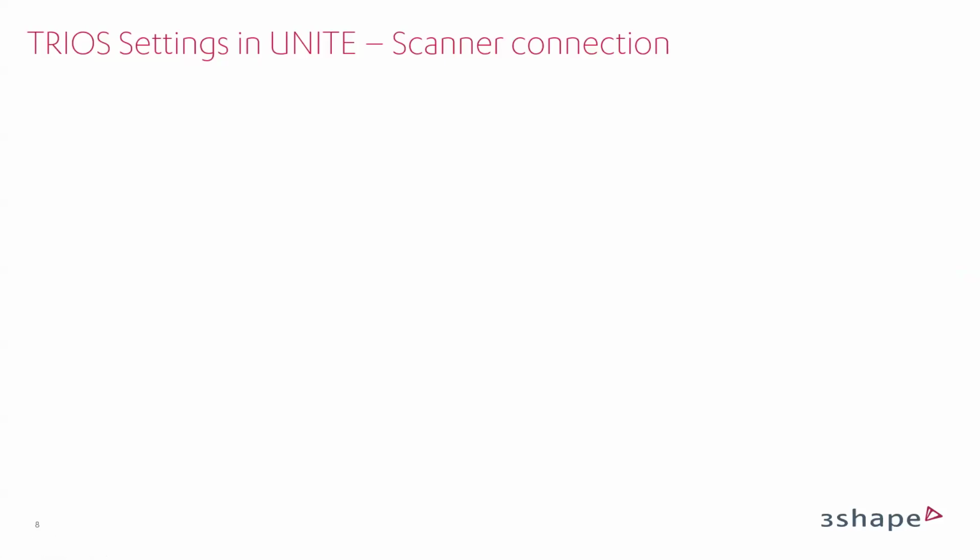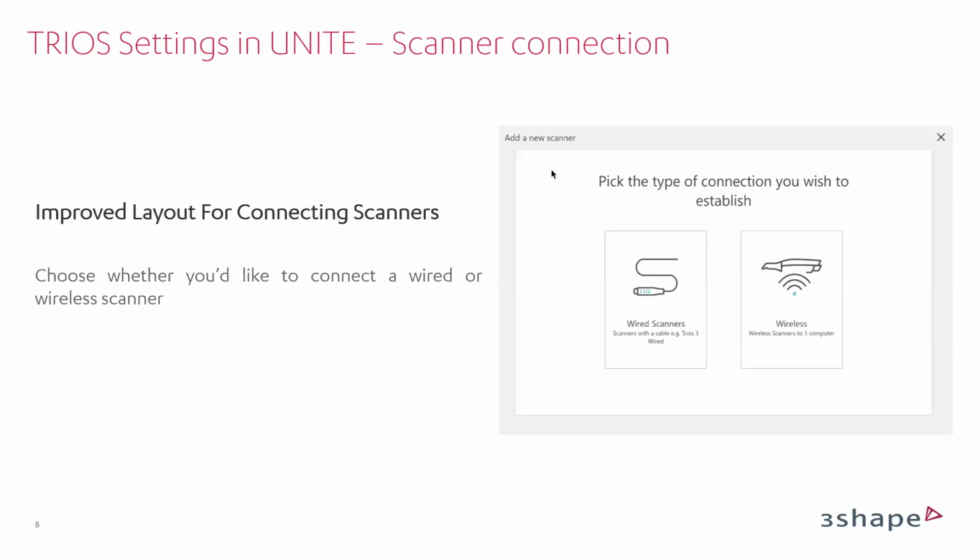If we talk about 3S settings, Unite and scanner connection, we have an improved layout for connecting scanners. When you start our software for the first time, it asks you to select the type of connection you have. If you have the wired one, you select wired scanners. If you have the wireless one, of course you can select the wireless scanner that you have. You have to follow the guided steps to connect the scanner to the software.